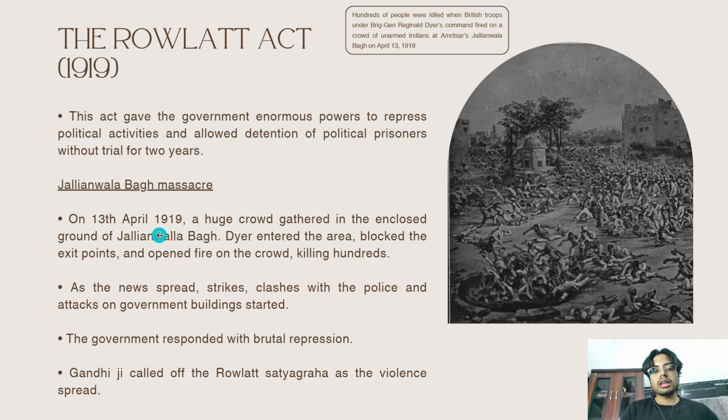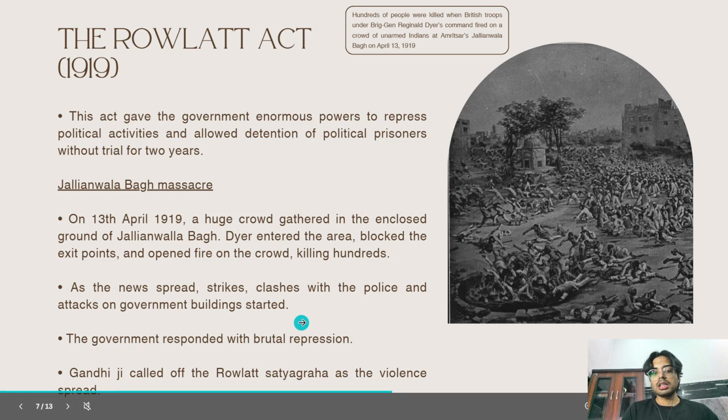On 13th April 1919, a huge crowd gathered in the enclosed ground of Jallianwala Bagh. They were gathered for the festival of Baisakhi, and most of them were Sikh people. They didn't know about the Rowlatt Act either. So General Dyer entered the area, blocked the exit points and opened fire on the crowd, killing hundreds of people. Now, as the news spread, strikes, clashes with the police, and attacks on the government buildings started. The government responded with brutal repression.